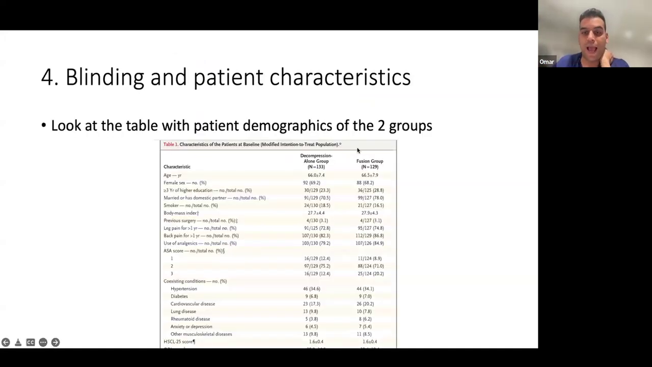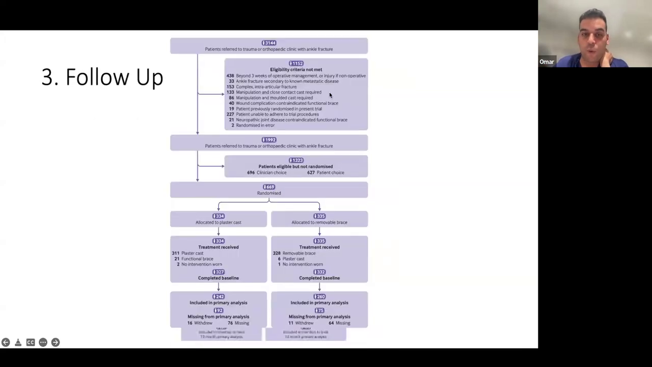Okay, what I mean by that is, often in a trial, you'll have a flow chart. Make sure you look at the flow chart, but specifically the two arms at the bottom. So here you have 242, and here you have 260. Okay, they were allocated to removable brace or plaster cast. 242, 260. So pretty equal, not a huge difference.